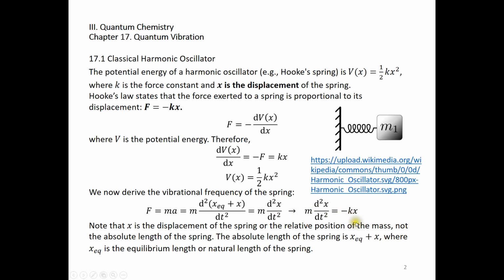So now we have another differential equation. Again, this x is the displacement of the spring, or the relative position of the mass relative to the equilibrium position. x is not the absolute length of the spring. The absolute length of the spring is the equilibrium length plus the displacement. The equilibrium length is also called the natural length or the free length of the spring when there's no force exerted on the spring.